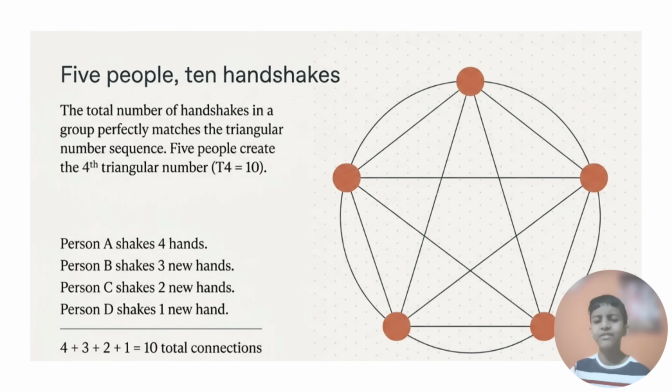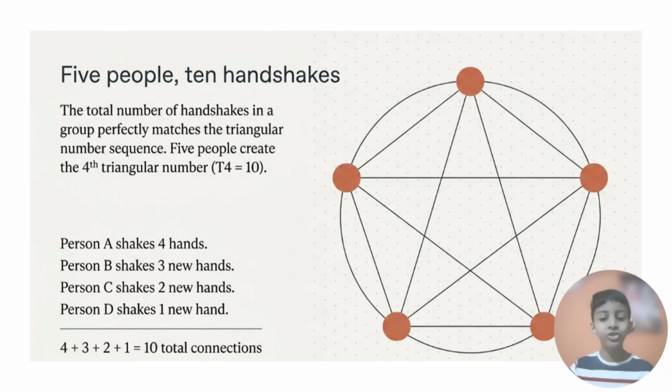Here's a real life example of triangular numbers in action. Handshakes. So imagine this. 5 people in a group and each person shakes hands with every other person exactly one time. So let's count. Person A shakes 4 hands. Person B shakes 3 new hands. Person C shakes 2 new hands. And person D shakes 1 new hand. So the total becomes 4 plus 3 plus 2 plus 1, which is 10 handshakes.